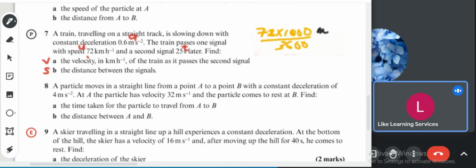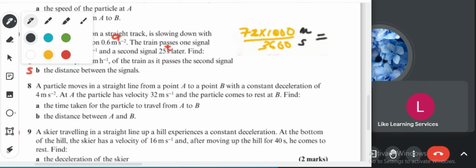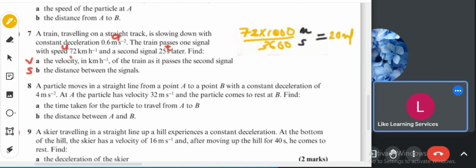Do you have your calculator there? No. Anyway, this is simple math. This will be 2, 20. It will be easy to strike out. These two strike out. So you have 720 over 36. That will be, I think, 20. Are you working it out? Yeah, I got 20. Okay, so 20 meter per second. So that's the initial speed.